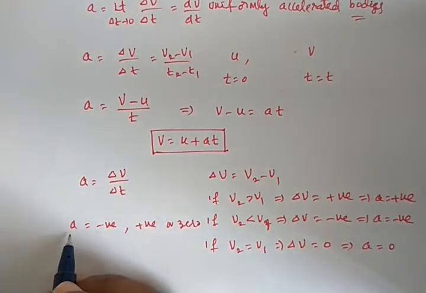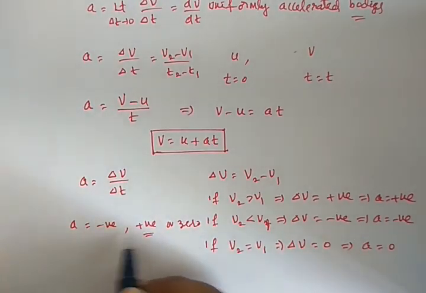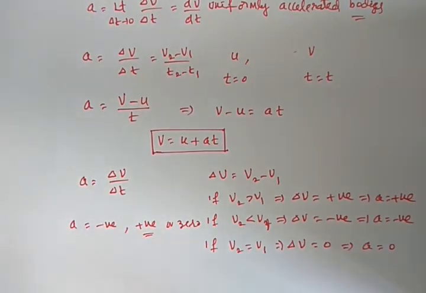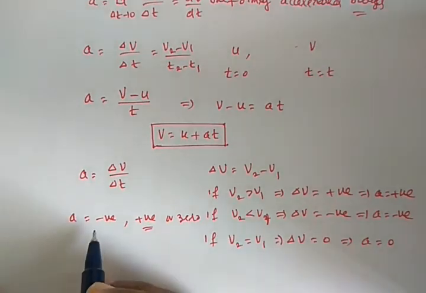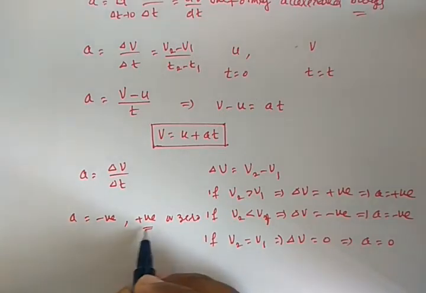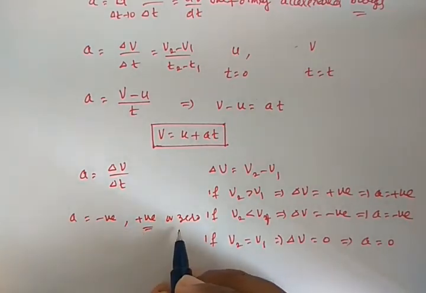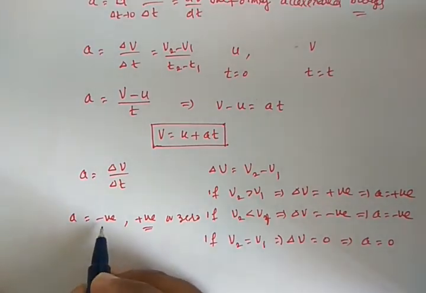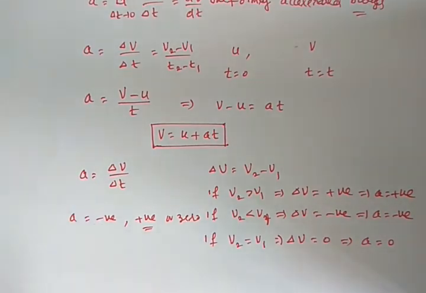If acceleration is positive, then we say the body is having positive acceleration. If the body is moving with negative acceleration, we say that negative acceleration is also called deceleration or retardation, and positive acceleration is simply called acceleration. If the body is having 0 acceleration, then we say the body is moving with a uniform velocity, and negative acceleration is called retardation or deceleration.